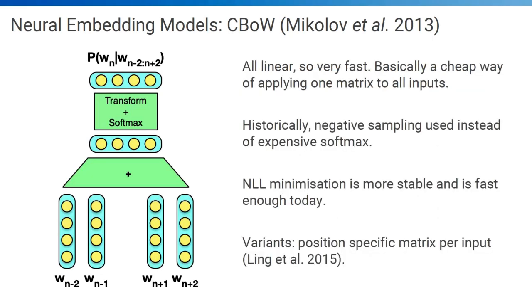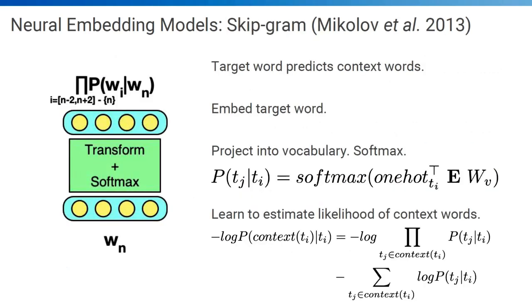One of the variants which I quite liked is Ling et al. 2015, where they simply have a position-specific matrix per input. It's more expensive, but it gives you a richer kind of representation.